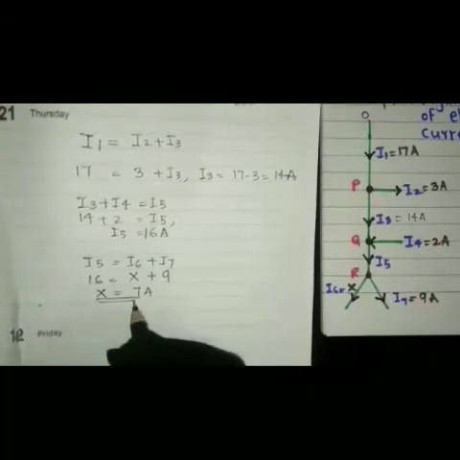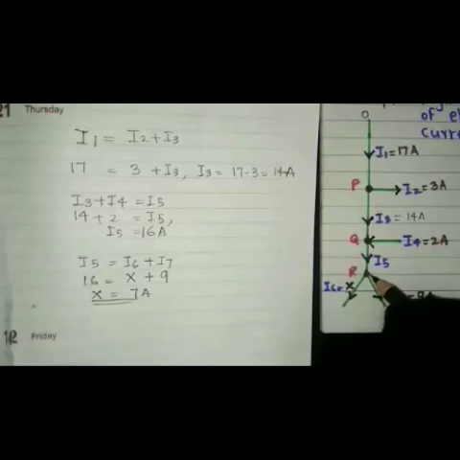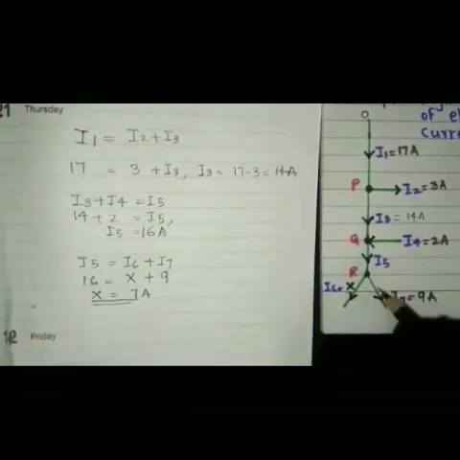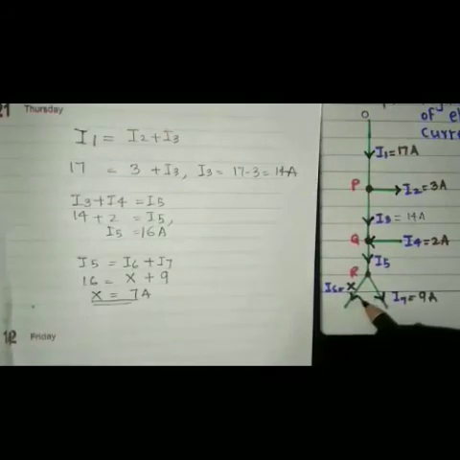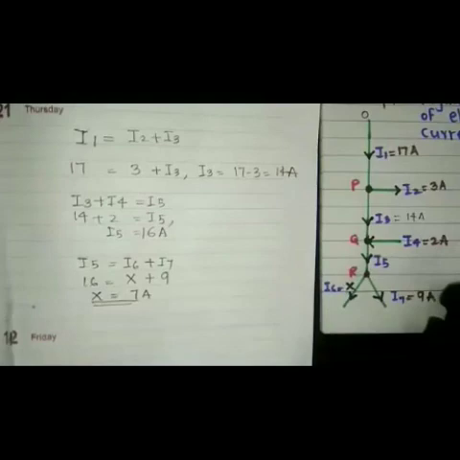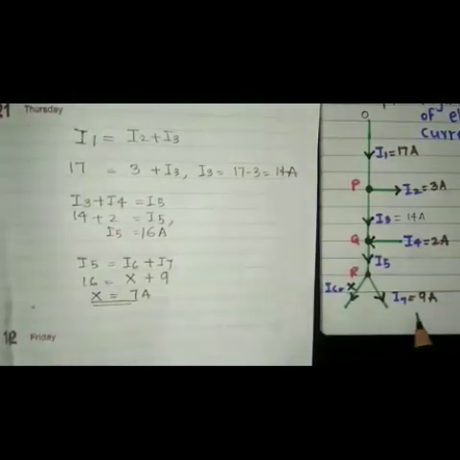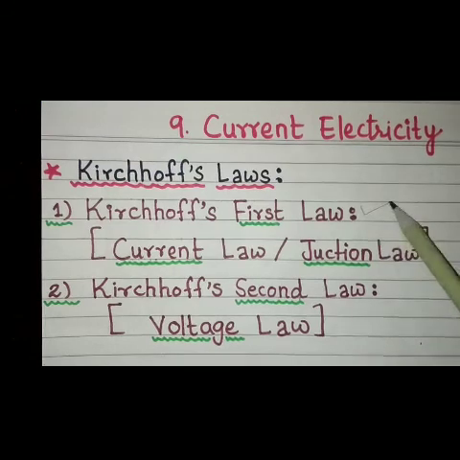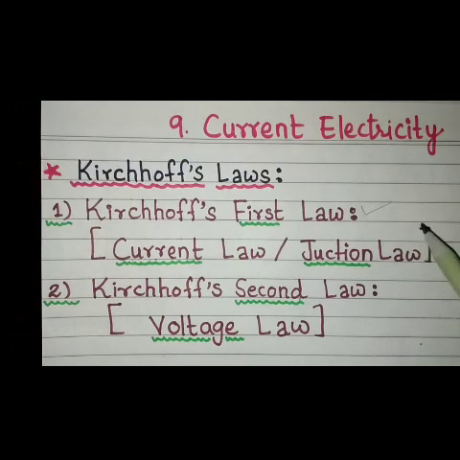This is the simple method, but for this method you have to remember Kirchhoff's laws. You have to see the arrows, whether they are towards the junction or away from the junction. If you remember the sign convention and Kirchhoff's first law, you can easily solve this example. So in today's lecture we have discussed Kirchhoff's first law with its sign convention and how to apply Kirchhoff's first law in an electrical network.